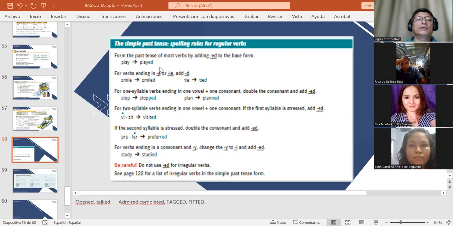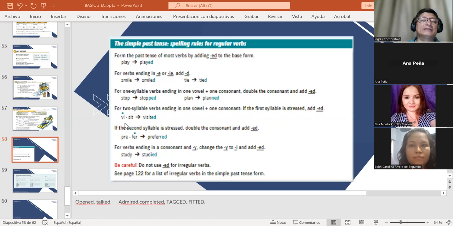Any questions? We have studied three rules. Everything okay? No questions. Okay. Next one. For two syllable verbs ending in one vowel, one consonant, if the first syllable is stressed, add ED. Okay, this is about stress. ¿Qué significa stress en las palabras en inglés? El acento o la mayor fuerza de voz. La fuerza de voz, porque ellos no tienen tilde, but they have a stress.